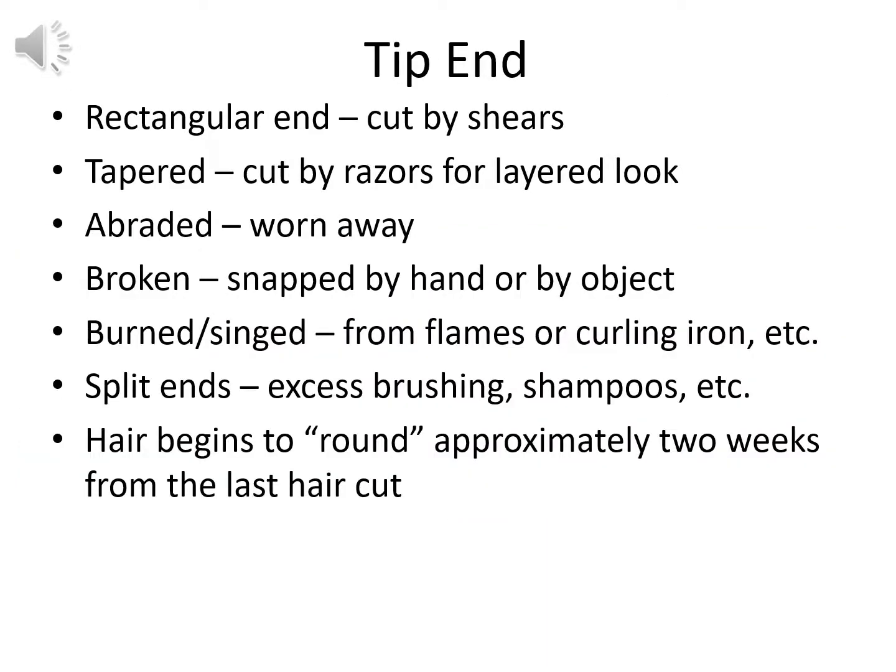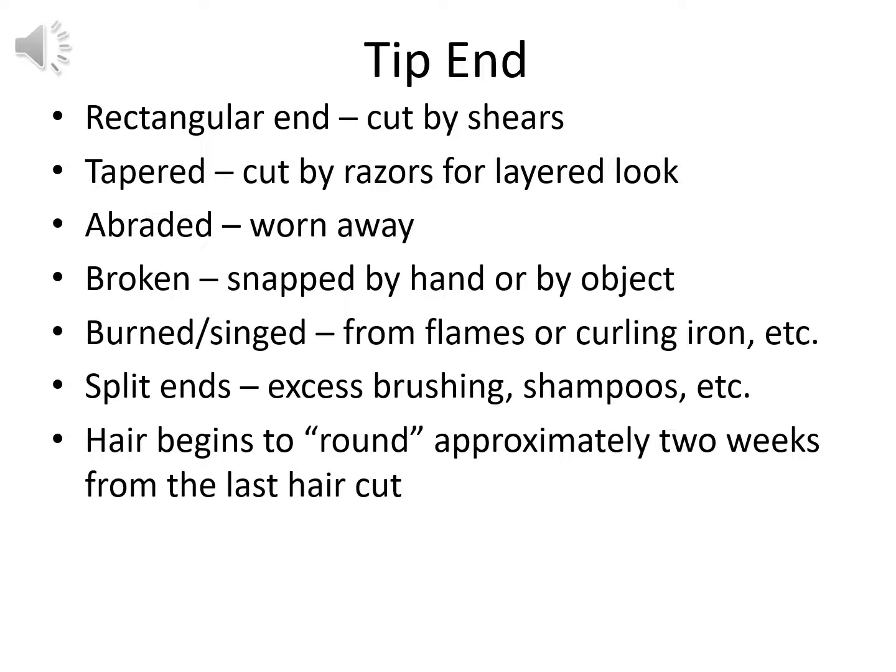Now, if the ones in telogen are the most likely hairs to fall out, what would the tips look like for hairs that have been forcibly removed one way or another? Well, if you have a rectangular end to the tip, then you're going to likely have hair that was cut by shears, right? So it will round again after a while, but if it's recently been cut by shears, it's going to have a rectangular end. If it's a tapered tip end, then it was probably cut by razors for that layered look. If it's been abraded, it's been worn away, that's the sort of appearance you'll have for that type of hair.